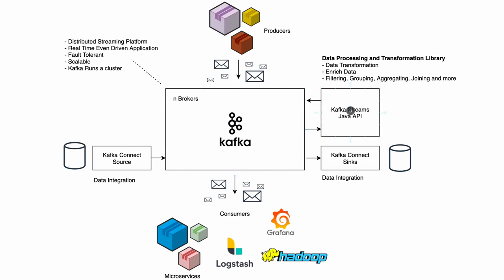There's also something called Kafka Streams. So this is a Java API, and it's mainly used for data processing and transformation. You can enrich data, you can transform data, you can perform filtering, grouping, aggregation, and a bunch more. Now here you can see that the arrows go both ways. So as data comes to Kafka, Streams performs all of these data processing, and then once you're done, you can put it back to a topic so that any other consumer that wants to consume that enriched data can do so.